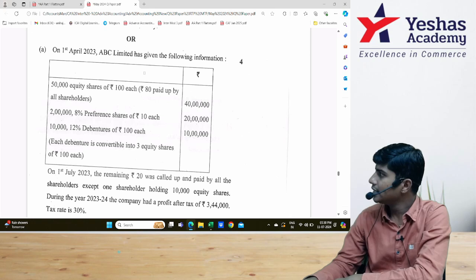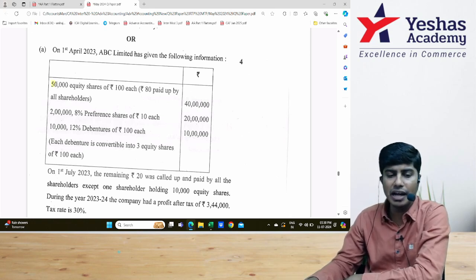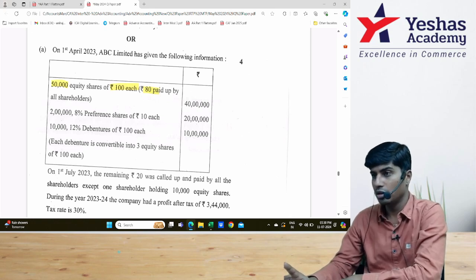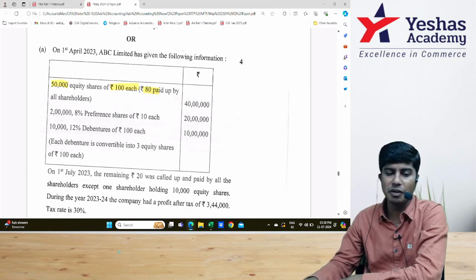Look at the question. It says that on 1st of April 2023, this is the information available. The company had 50,000 equity shares of rupees 100 each, rupees 80 paid up. So the shares are not fully paid up. So we have 50,000 shares of rupees 80 paid up. And there are preference shares.